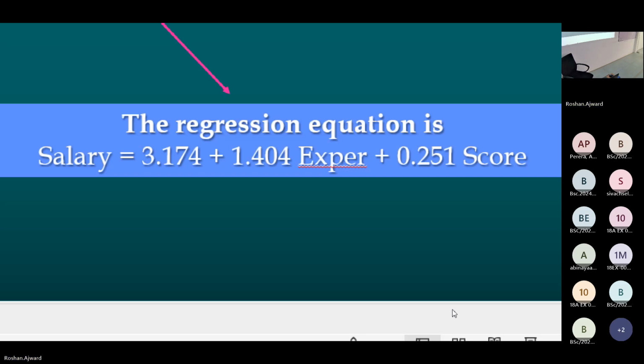Let's see. So that was prediction. Number two is looking at what the significant variables are. Did you identify what to look at?